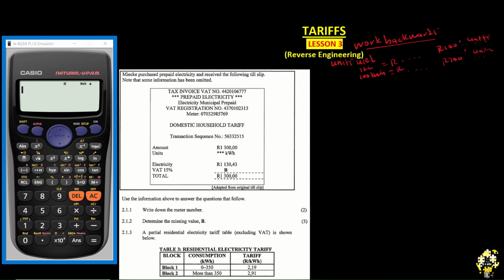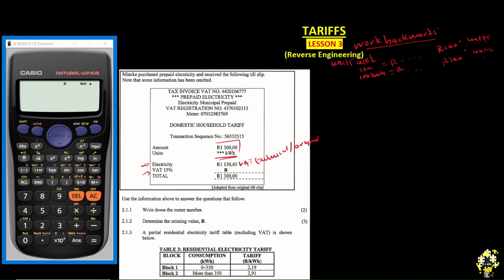So we have 2.1.1. As you can see, this is an invoice. This particular household purchased electricity, or purchased units. See? Units are not given, but the amount is given. This is where working backwards comes in. But now we know that electricity has VAT. So you can see that electricity was bought. The VAT exclusive amount, or the original amount of electricity, is 1,130.43.